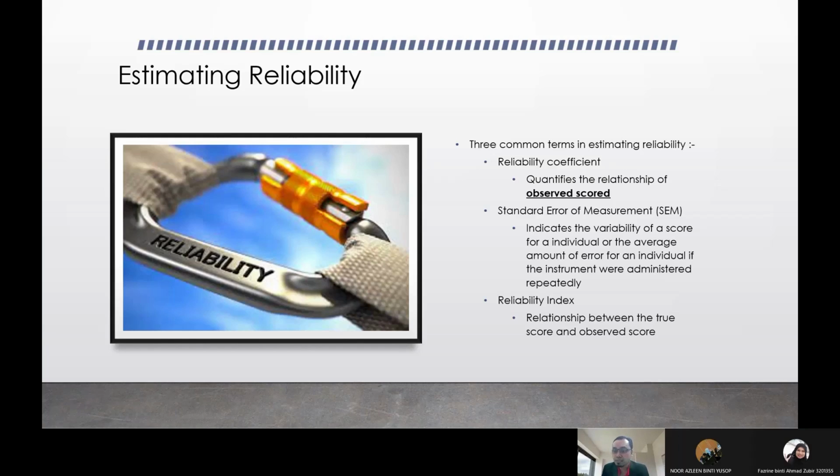So there are three common terms. When we talk about reliability, we have to keep in mind there are three terms that are usually used to represent reliability. The first one is the reliability coefficient, which has been explained thoroughly by Madam Azleen just now. The reliability coefficient quantifies the relationship of the observed score. The observed score is the combination of the true ability plus error. Let me give you an example.